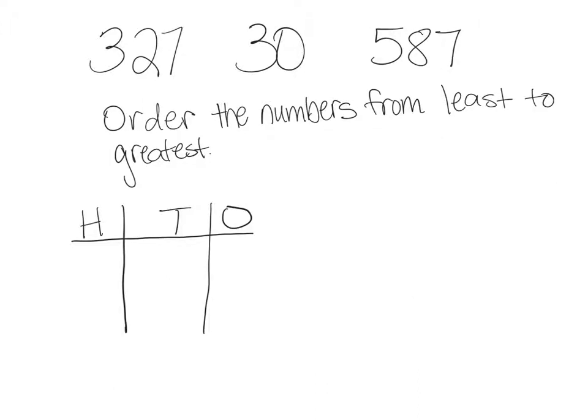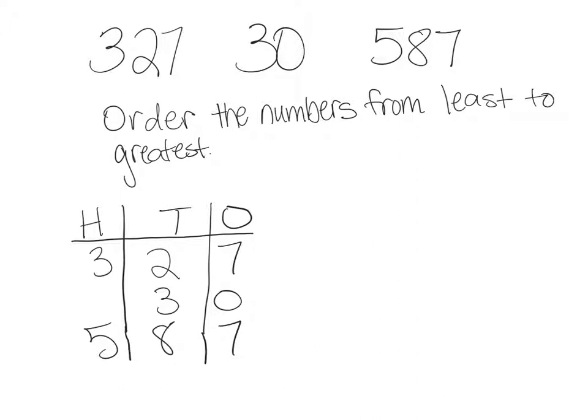Okay, on this one, we're going to order the numbers. We have 3 sets of numbers, and we're going to put them in order from least to greatest. Okay, least is like the smallest amount, greatest the greatest amount. So we have 327, 30, 587. Just like before, we're going to use our place value chart, and we're going to write our numbers down.